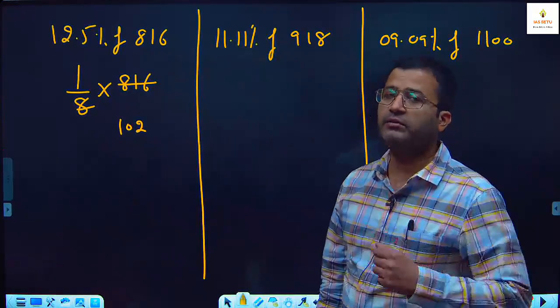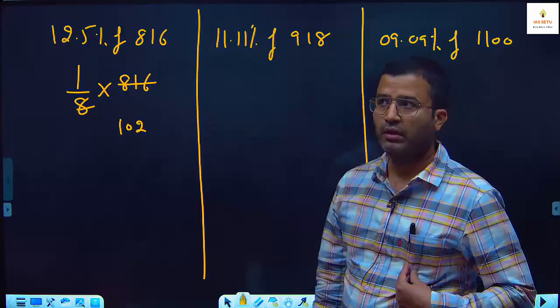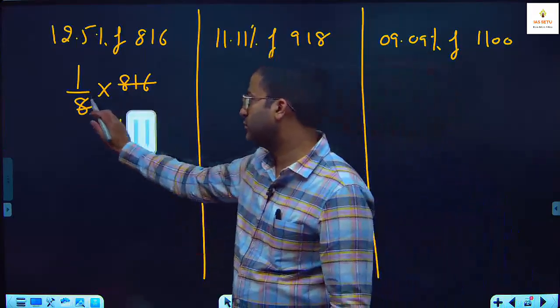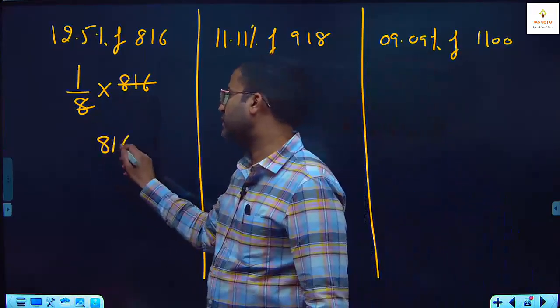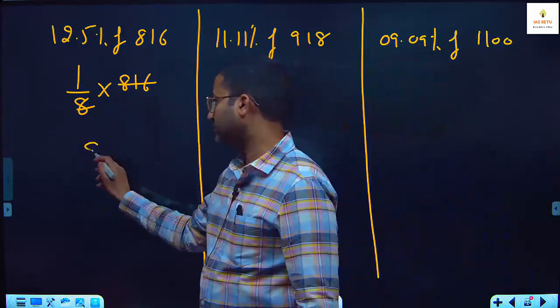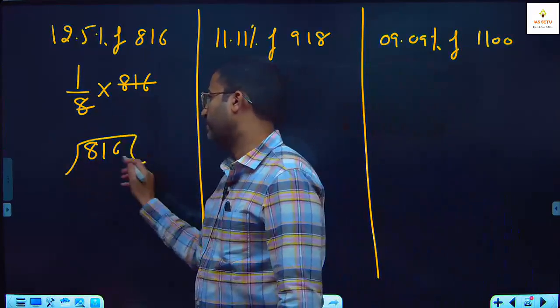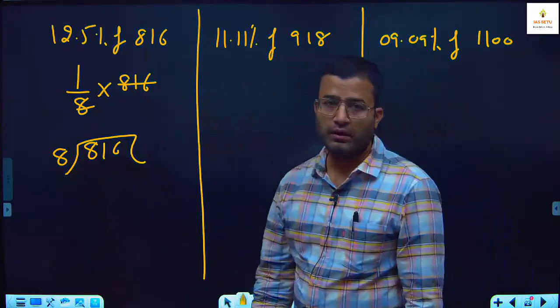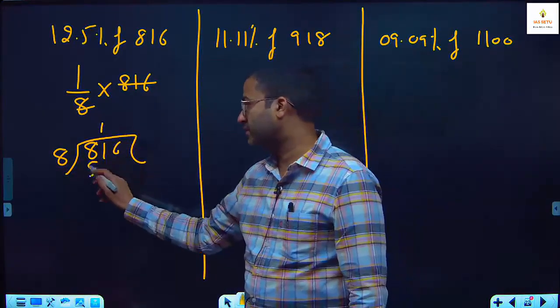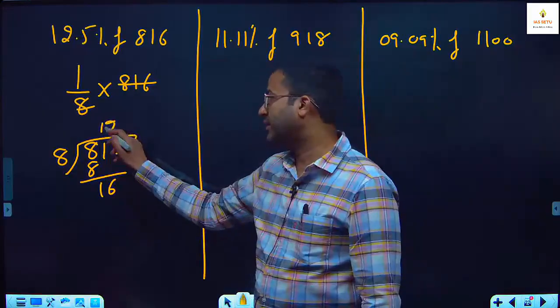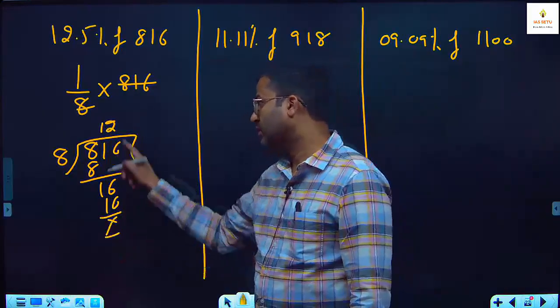So let me tell you one more thing. Some students, when they divide 816 by 8, say eight ones are 8, 8 twos are 16, and they write answer 12.